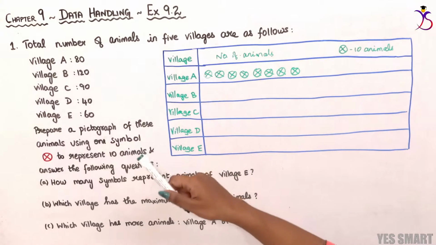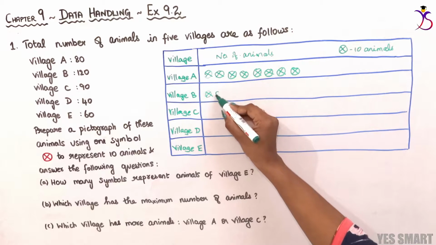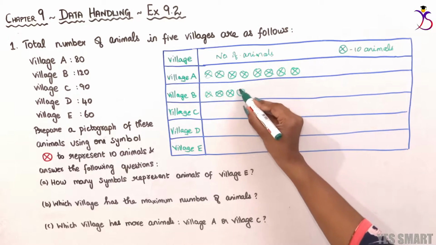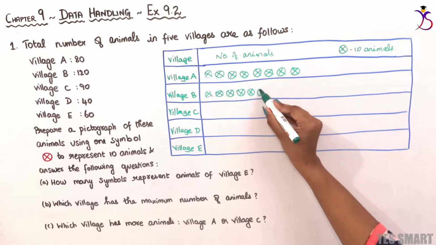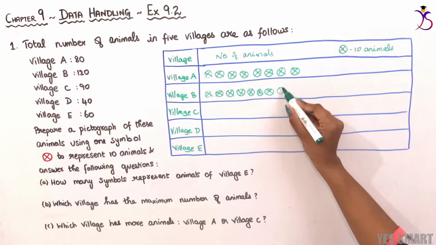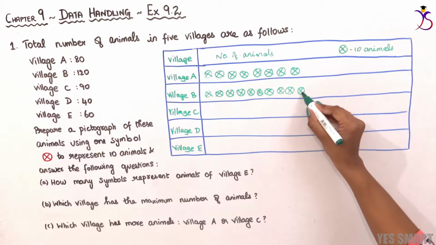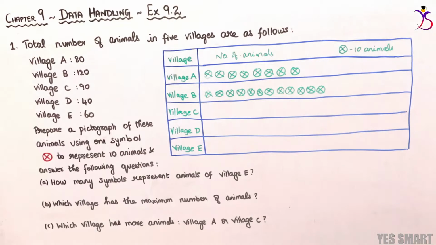Now village B has 120 animals. 10, 20, 30, 40, 50, 60, 70, 80, 90, 100, 110 and 120. So 120 animals are represented with these 12 symbols.